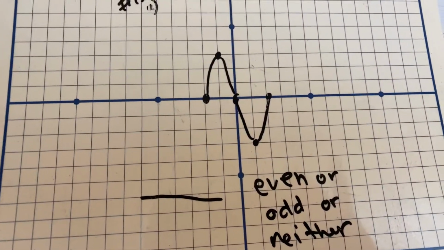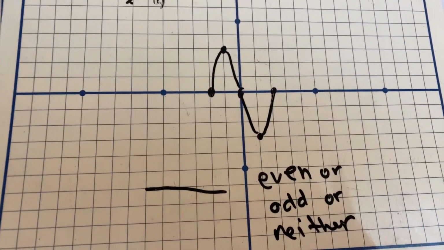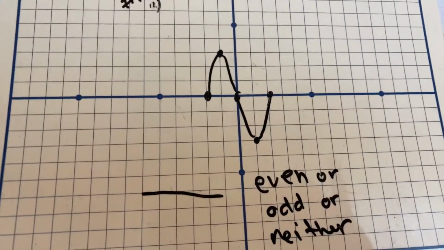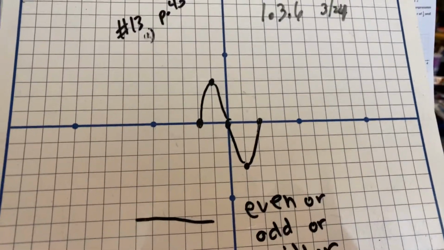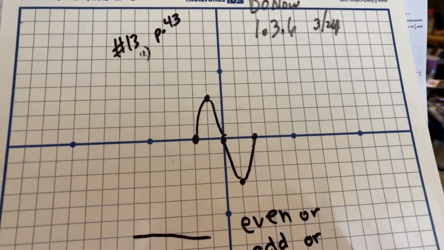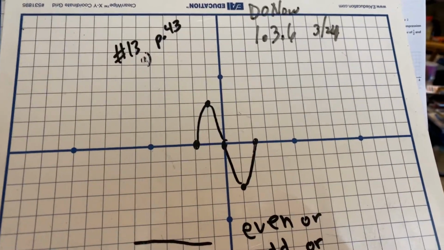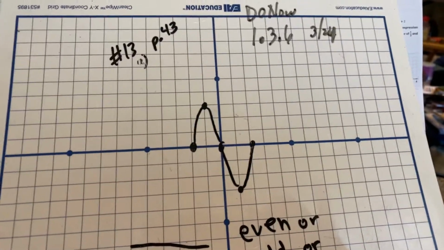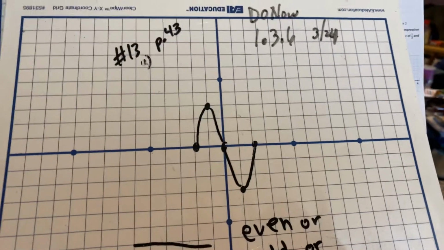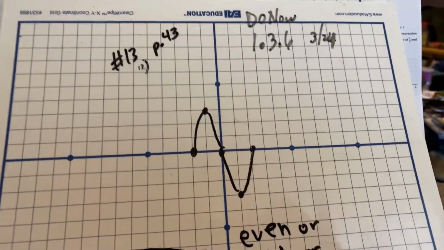The odd function is a little bit different, and odd functions have what we refer to as rotational symmetry. Now, what do we mean by rotational symmetry? Rotational symmetry means when I take my original function and I rotate it 180 degrees, does that, in fact, land on the original function?